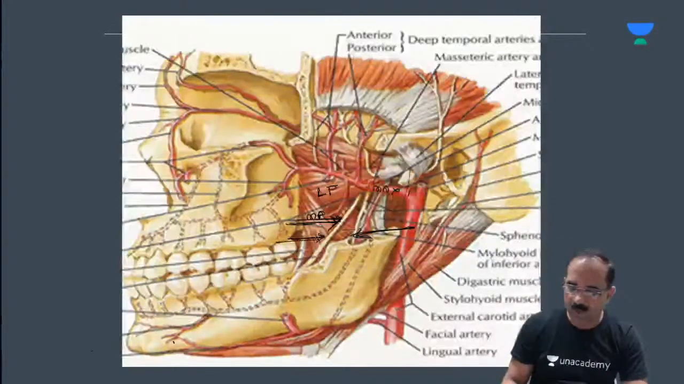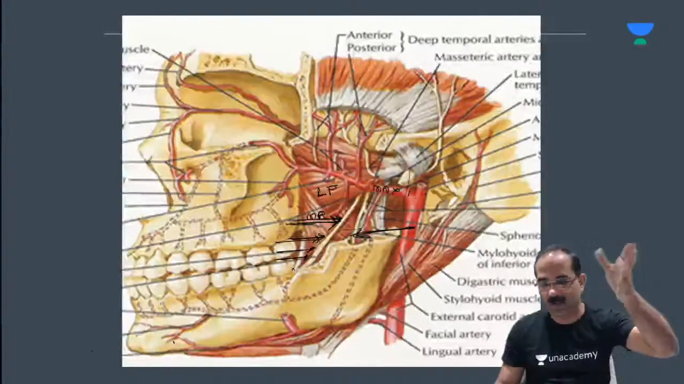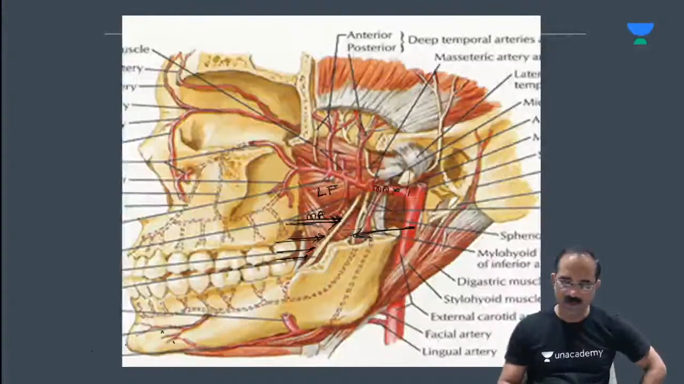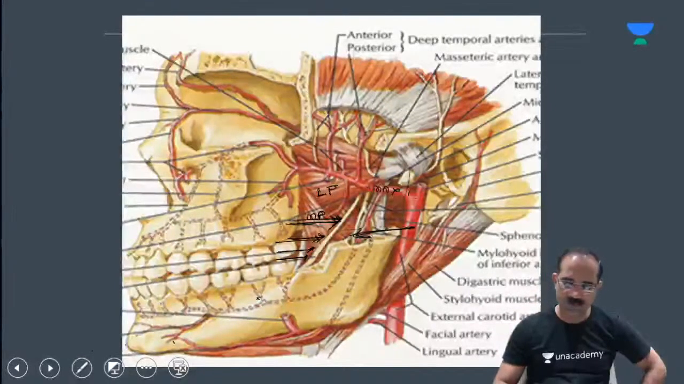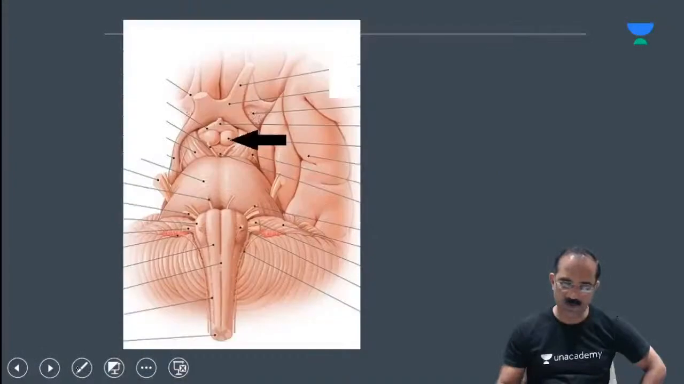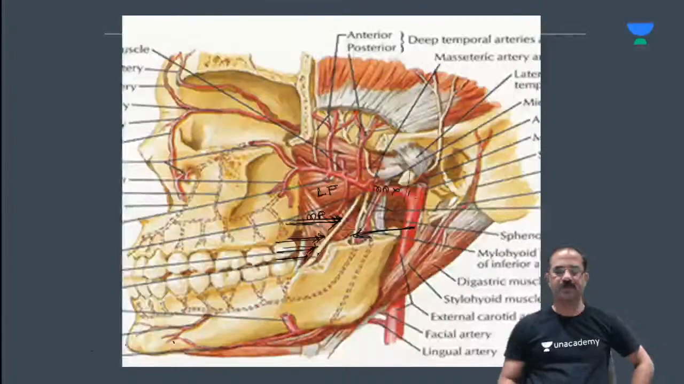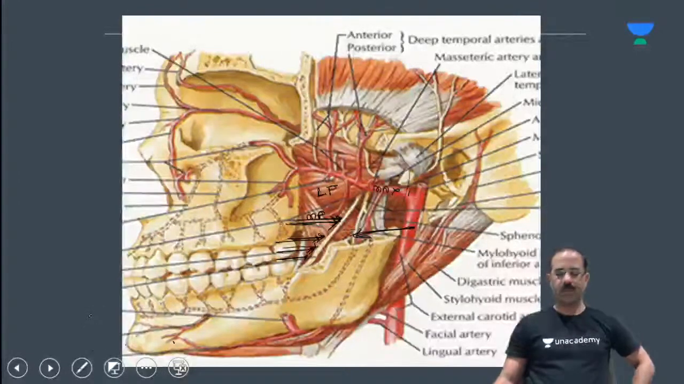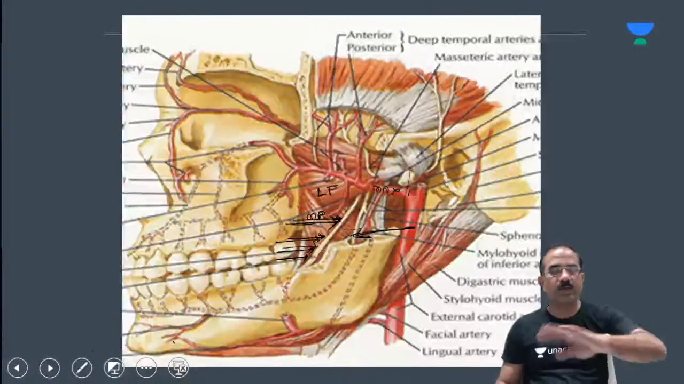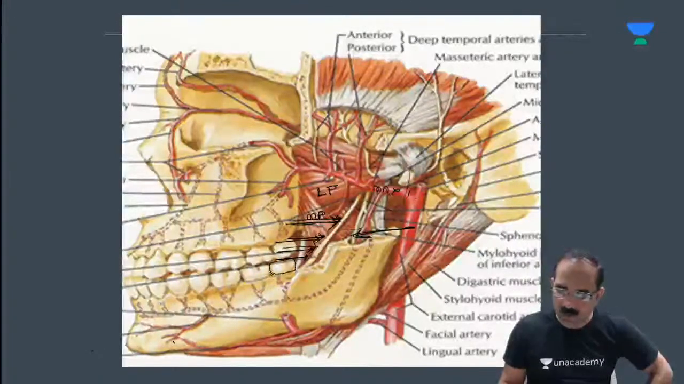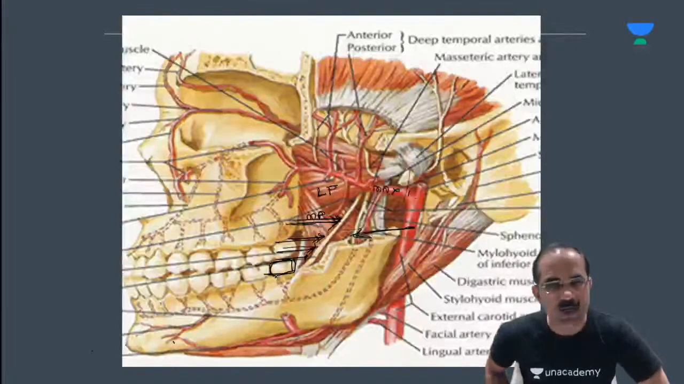Can anyone tell me what this nerve is? Students, answer this. I've told you this in some slide. The nerve in front, this one. Which is the nerve in front of the inferior alveolar nerve? The nerve related to the third molar tooth. Answer now, I've told you this answer.